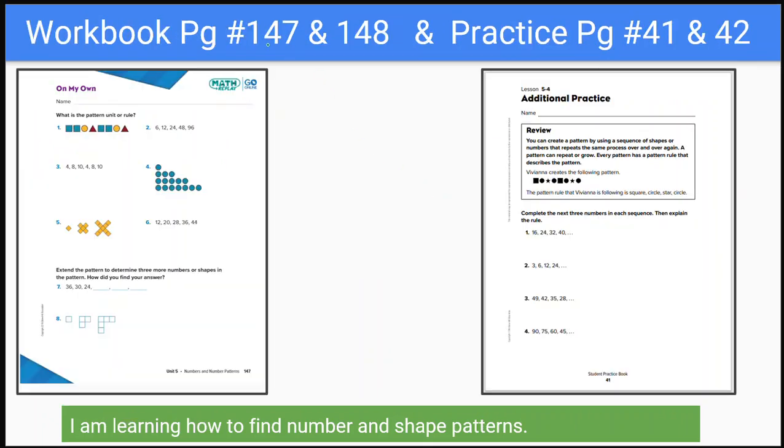In class today, we're going to look at pages 147 and 148 in your workbook. We're going to do practice pages 41 and 42.